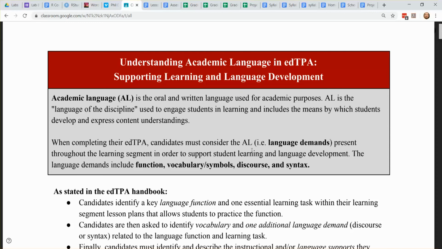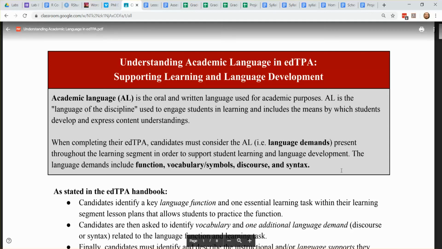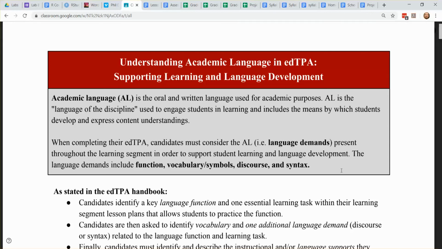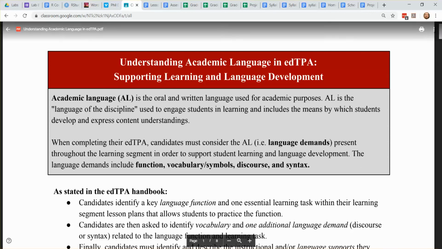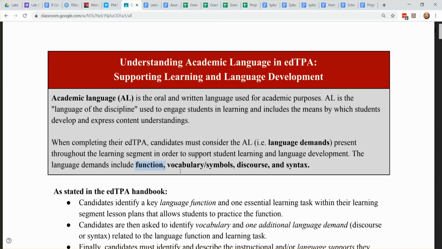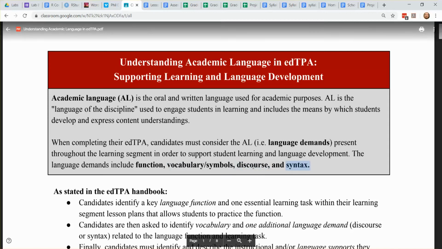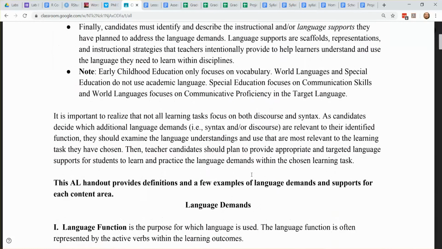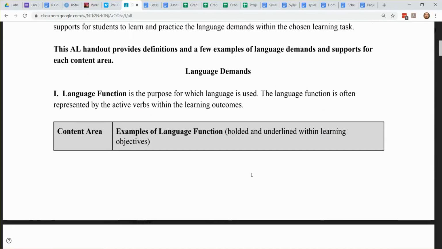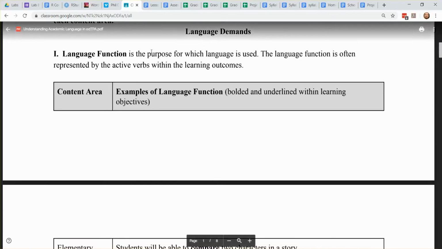And part of that process means you're going to have to assess students' use of academic language, and it includes four aspects: function, vocabulary or symbols, discourse, and syntax. So let's take a look at the definition of each of those to see if we can get a sense of what they mean by those four things. First, language function. It's the purpose for which language is used.